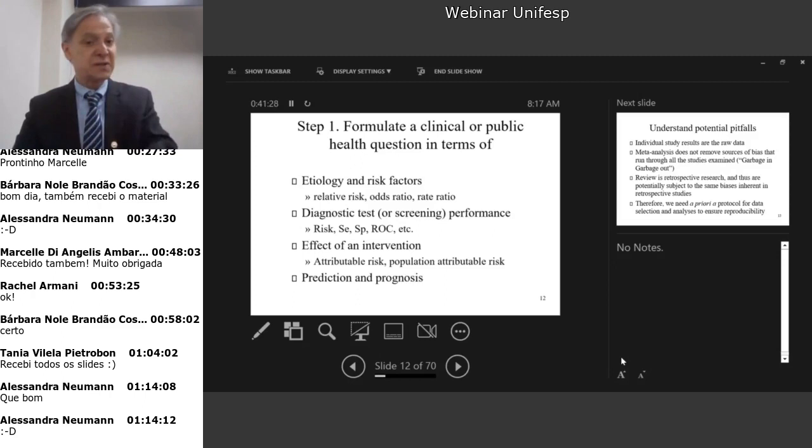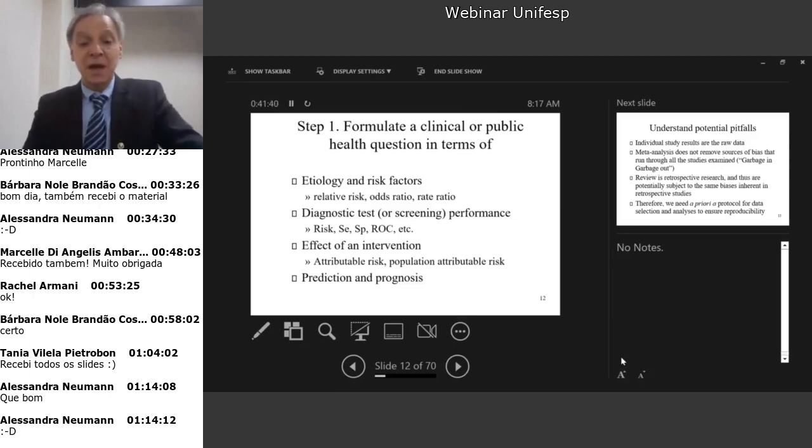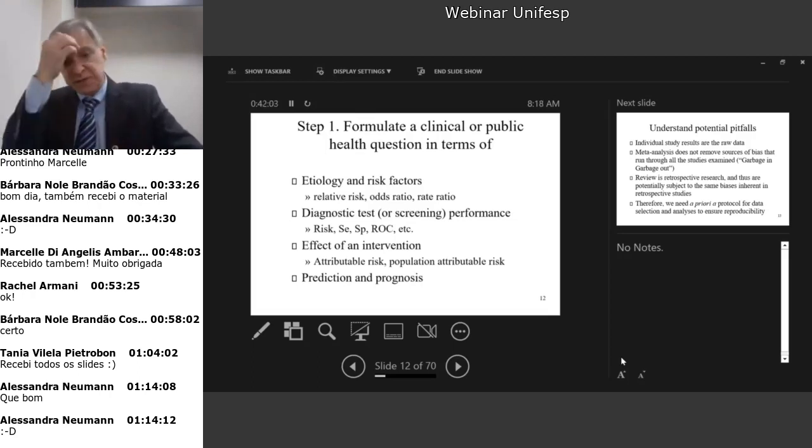If there's something wrong, I need to fix it now because this is the beginning of the steps. Okay, so this is how we're going to do meta-analysis, step by step. You have to formulate a clinical public health question in terms of etiology and risk factors, okay? Diagnostic testing, performance, and you usually have some kind of measurement you're interested in. If it's etiology and risk factors, you're dealing with odds ratios, rate ratios, relative risk differences, and so on and so forth.